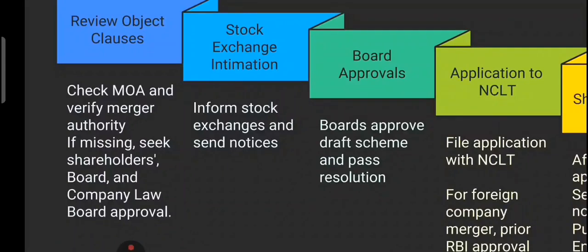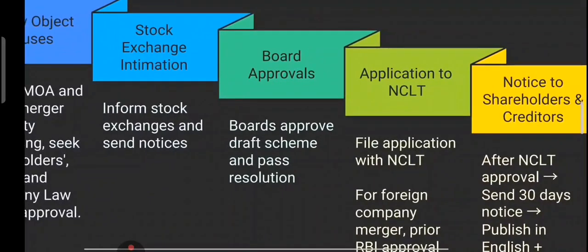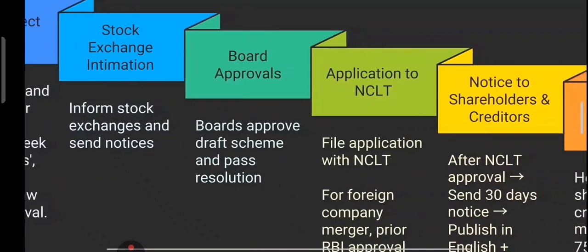Then we have step number 2, that is stock exchange intimation. Inform the stock exchange about the proposed amalgamation and issue formal notice. Transparency is key from the beginning. Third is board approval. What is board approval? The draft scheme of amalgamation is placed before the board. Once reviewed, the resolution is passed to move forward.